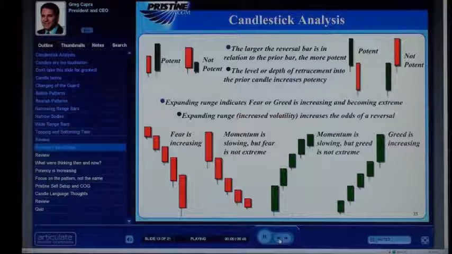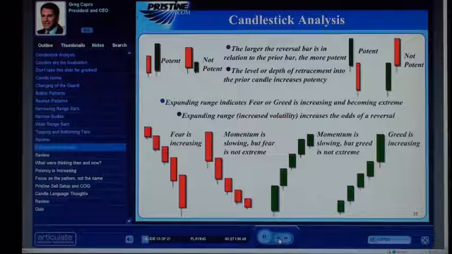Potent reversals and pictures of fear and greed. On the upper left, we have a potent reversal. Notice how the candle closed well above the red candle's high. It actually gapped up from the red candle's close and moved above the red candle's high and closed above it. This is a potent reversal. It's a strong message that prices are going to go higher.